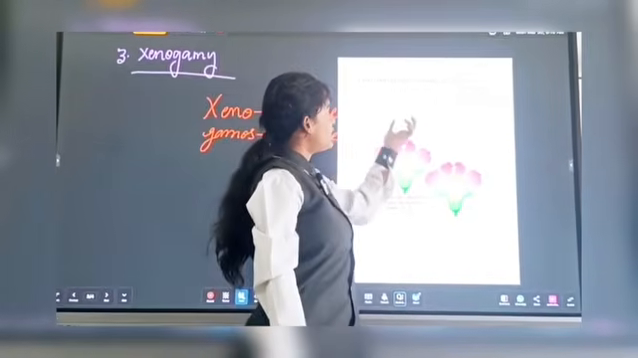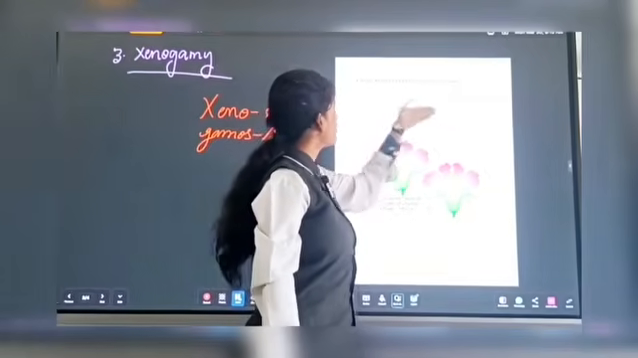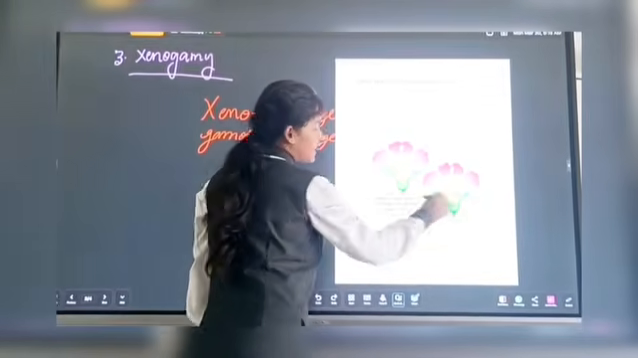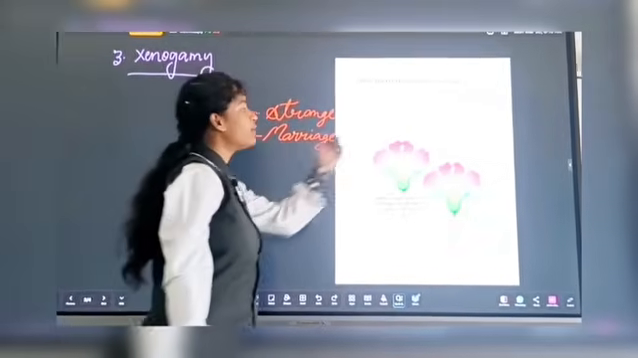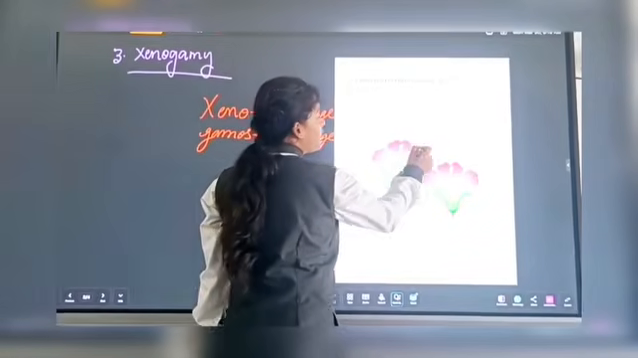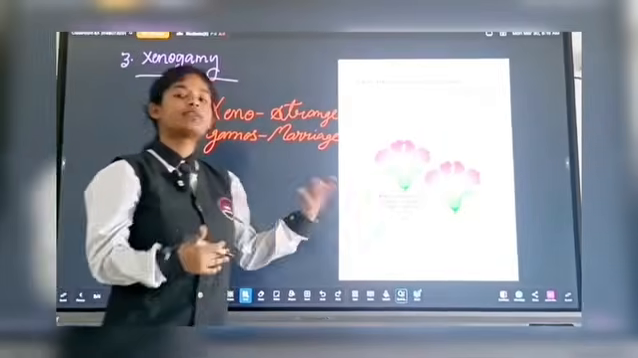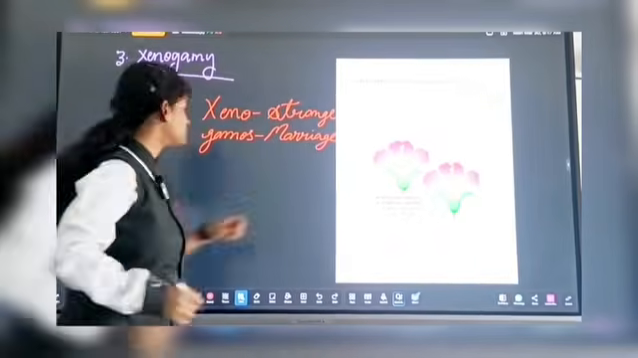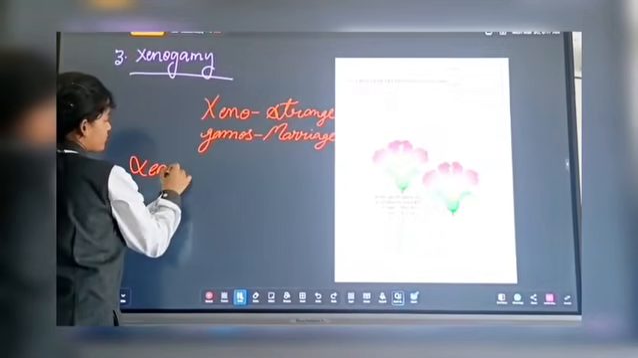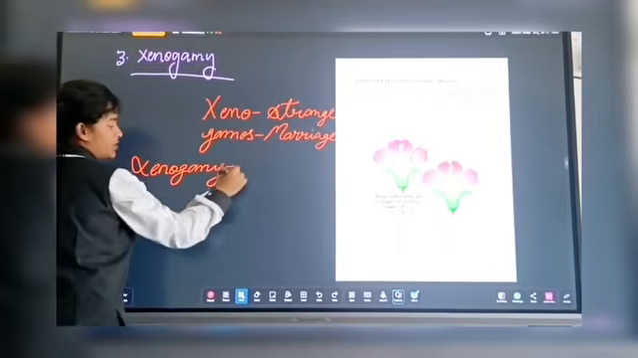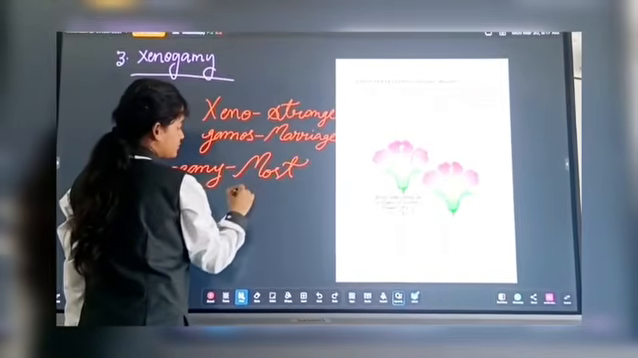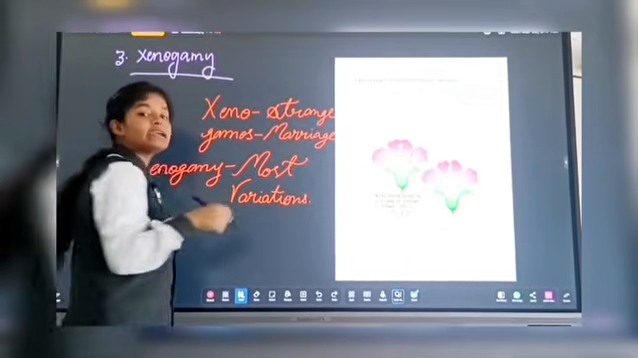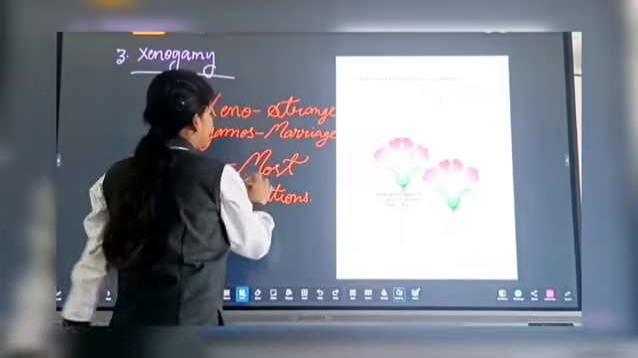Cross-pollination is the transfer of pollen grains from the anther of one flower to the stigma of a genetically different plant. It means there are two different plants, and one contains the stigma and the other contains the pollen grain. So when the pollen grain from one flower lands on a completely different flower, that is what is called xenogamy. Xenogamy is what makes the most variations, because it occurs between two completely genetically different flowers.